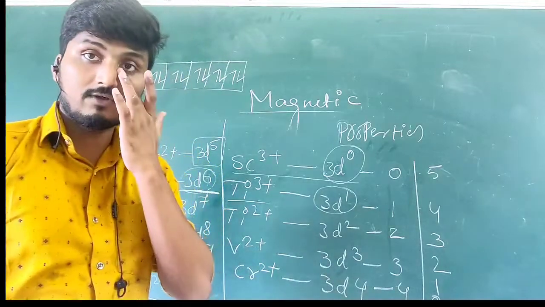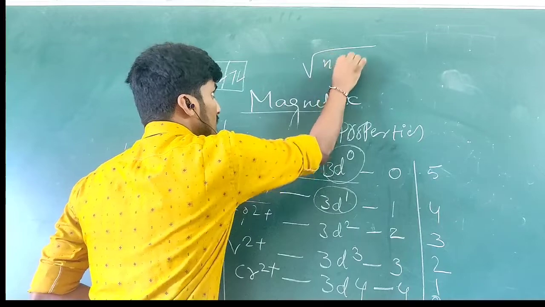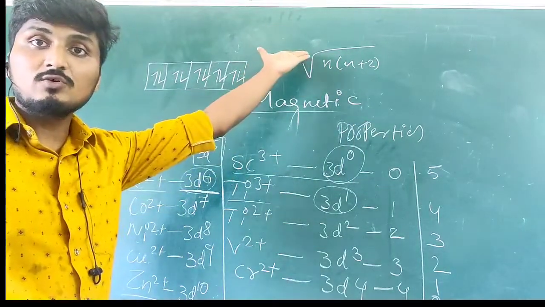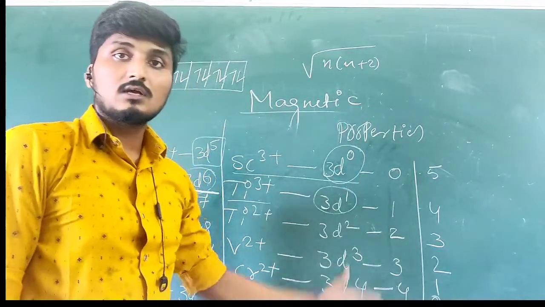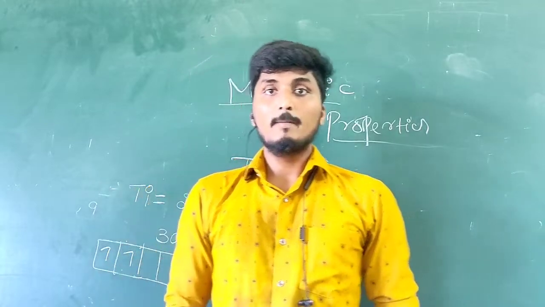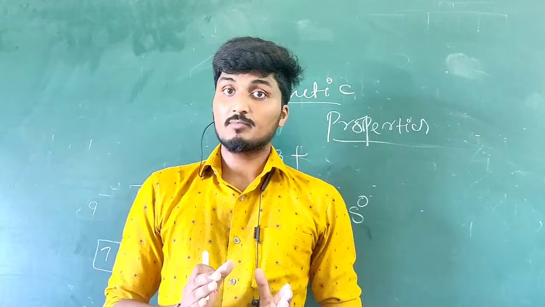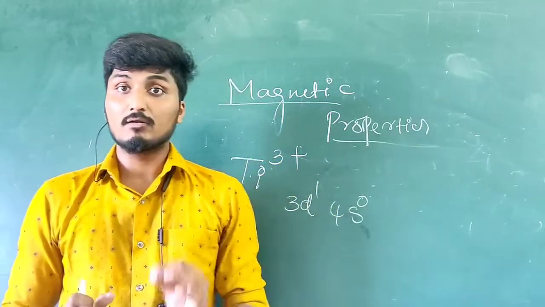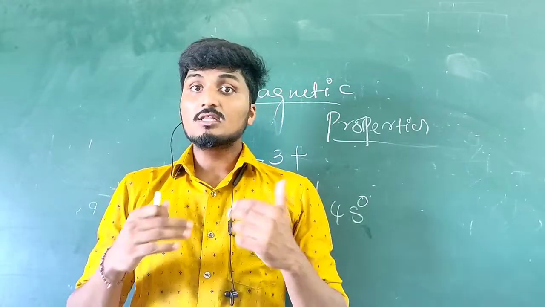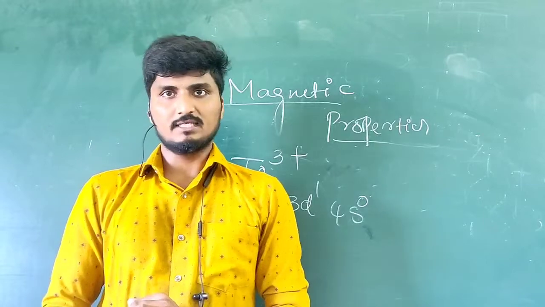Same method which I have given: magnetic moment is equal to square root of n(n+2). This formula you have to use. Take the number of unpaired electrons and apply it here. Clear? I hope you understood magnetic properties. Especially you need to keep in mind the paramagnetic properties of transition metals, because transition metals have unpaired electrons. Hence, the more the number of unpaired electrons, the more the paramagnetic properties. That means you are going to see more magnetic moment.